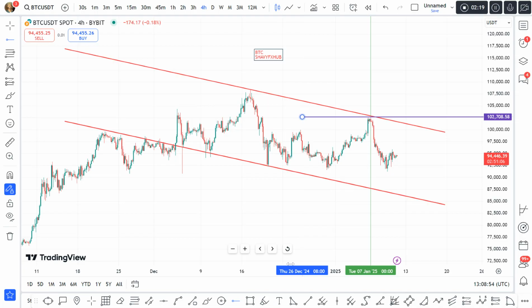At 102,708.58 is what I call sniper entry. That is the way to determine your sniper entry. So you can set your sell order here and go home and do whatever you want to do. You will come back and see money in your account.